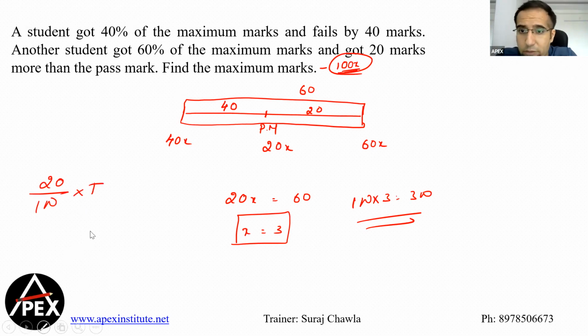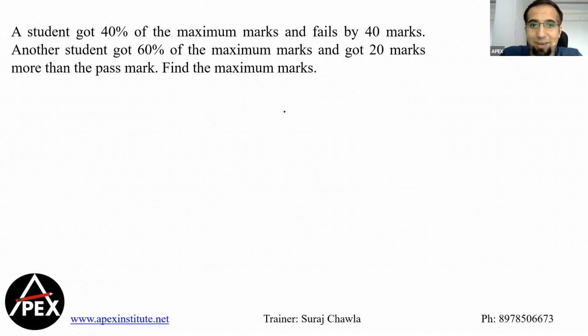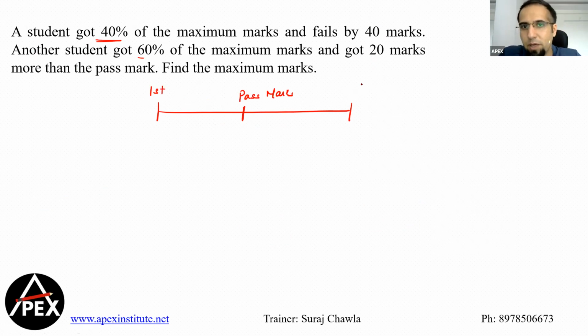Somebody is asking, sir, can you explain how did you get 20 and 40? Yeah, the values are given here, no? Everybody wants the shortcut method again. Yeah. Suppose this is pass marks here, okay? So understand clearly, guys. Can I say the first student failed? So the first student will be somewhere here. And the second student passed. And I'm saying the second student will be more than the pass marks.